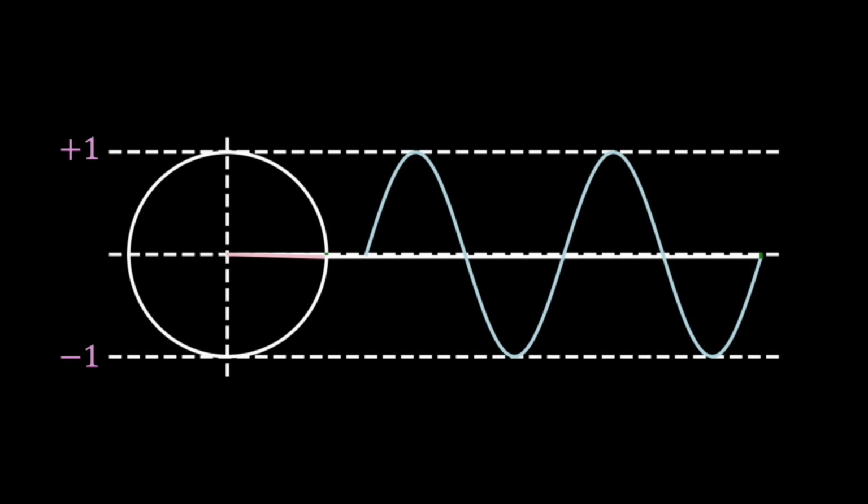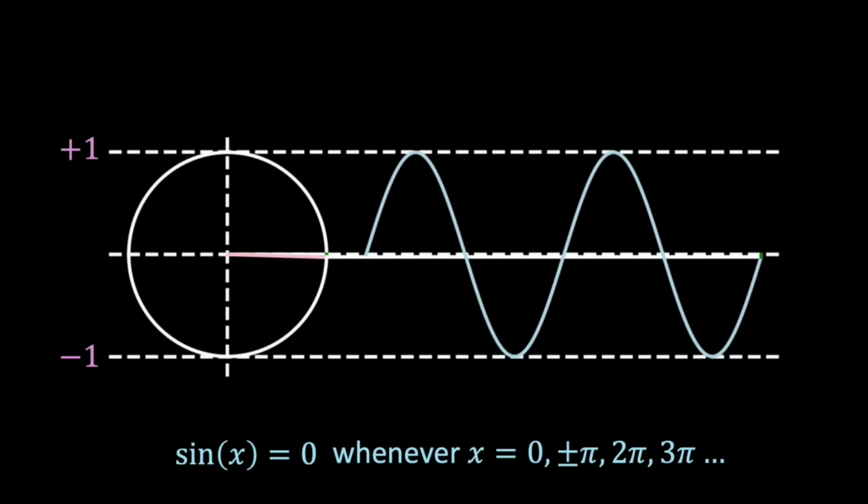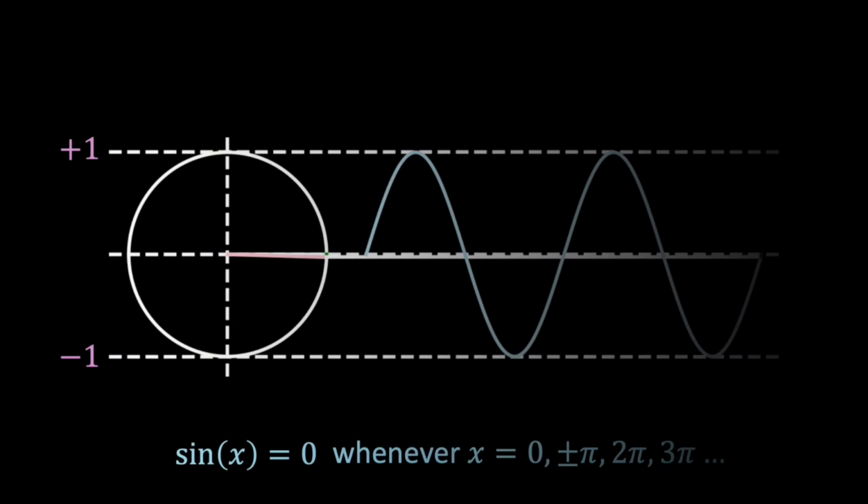If we look at this curve, we see that sine of x equals 0 whenever x equals 0, plus or minus pi, 2 pi, 3 pi, etc. radians. In other words, the sine wave crosses the x-axis at regular intervals, at every integer multiple of pi.